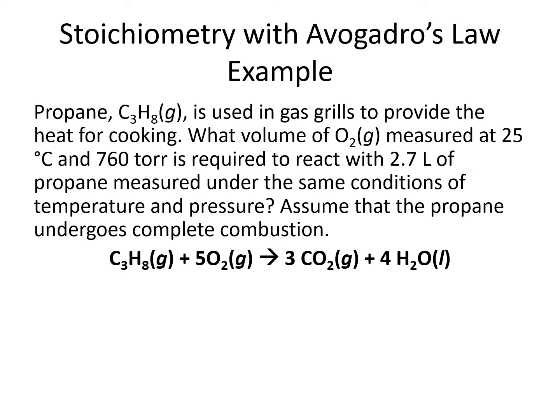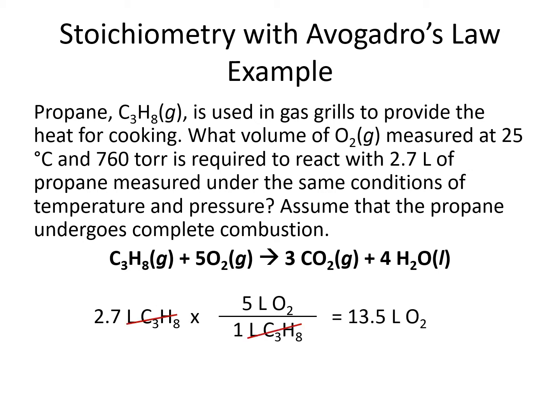We're going to start with our value that we're trying to convert from, which is 2.7 liters of propane. We're going to use our coefficients from our balanced chemical equation, the same way we would for any other stoichiometry problem, except instead of writing moles, we're going to write liters. We are going from liters of propane to liters of oxygen. We have 1 in our balanced equation next to the propane and 5 next to the oxygen, so those values go next to liters in our stoichiometric factor. We do 2.7 times 5, and that gives us 13.5 liters of oxygen.